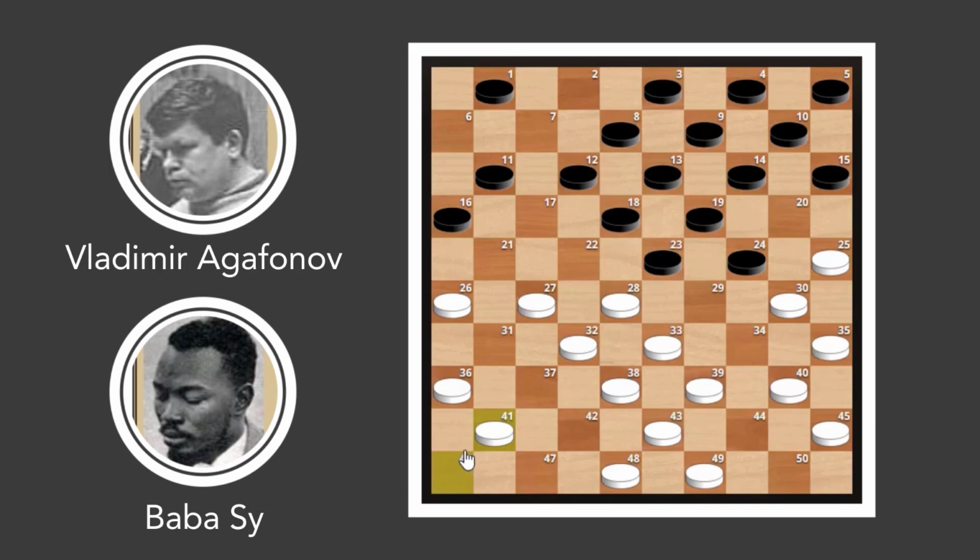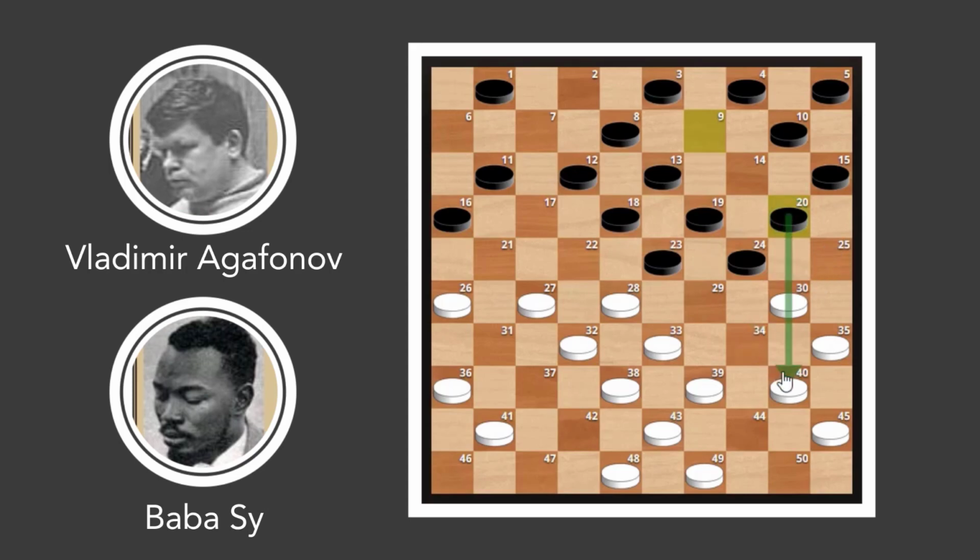Then Black answered by playing 14-20. 14-20 is played. He has to exchange, so the exchange was made. And Babasai answered this move by playing 30-25. So he moved to 25.